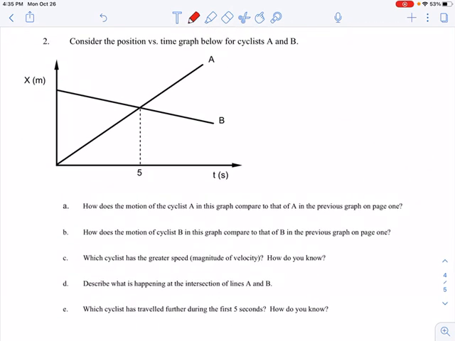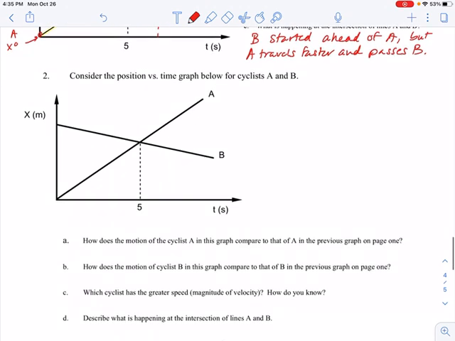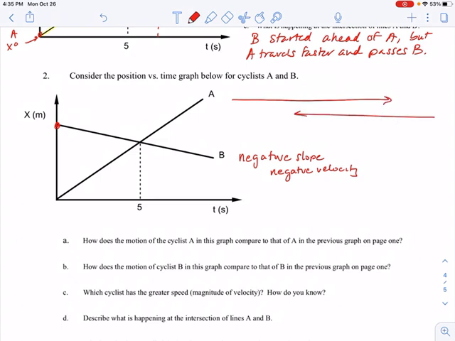Let's try another. Consider the position versus time graph below for cyclists A and B. Okay, so A looks the same, but B is starting way ahead of A and actually coming back in the opposite direction. How do I know this? Negative slope. That's a negative velocity. So A is going to be traveling to the right, like that, and B is traveling to the left, like that.